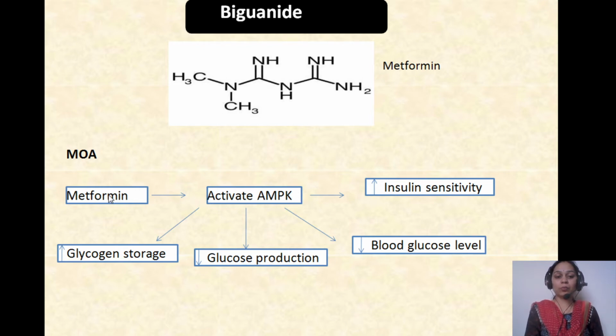So, metformin activates AMPK, which is responsible for increasing insulin sensitivity, decreasing blood glucose level, decreasing glucose production and increasing glycogen storage.